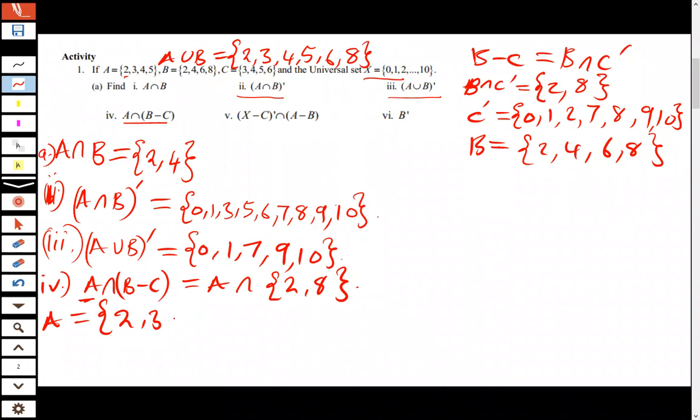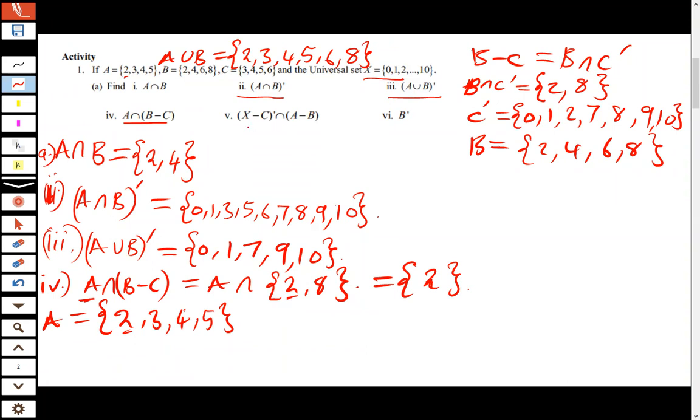So we have A is equal to 2, 3, and then we have 4, 5. So this is our A. Let us find the intersection between A and this set here, which I guess everyone can see to simply be 2, because 2 is the one that is common. We have 2 there, we have 2 there. So this is the answer. The answer is just 2.